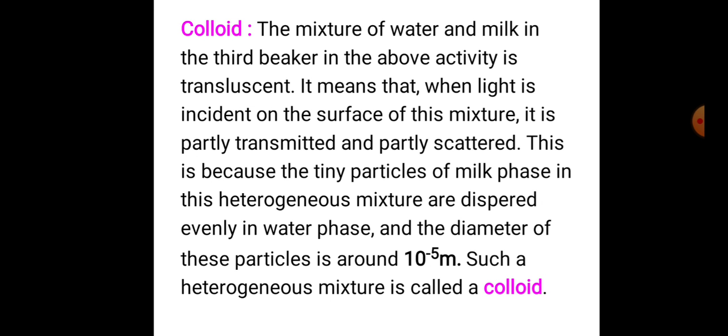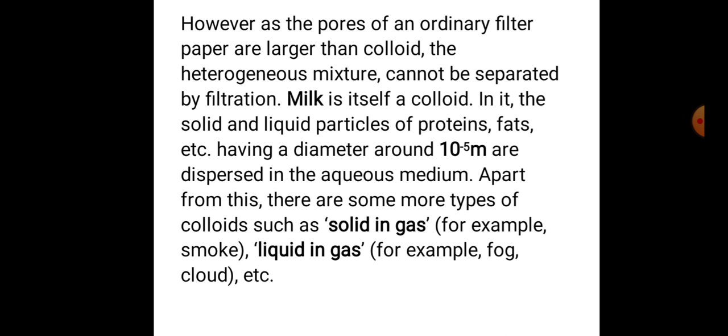Milk dissolved in water, that is an opaque solution, is formed. If you pass light through this, partly the light gets scattered and partly the light gets transmitted. It is due to tiny particles of milk present in the heterogeneous mixture, and the diameter of these particles is around 10 raised to minus 5 meter. So this type of heterogeneous mixture is called a colloid. However, as the pores of an ordinary filter paper are larger than the colloid particles, the heterogeneous mixture cannot be separated by filtration. Milk is itself a colloid.